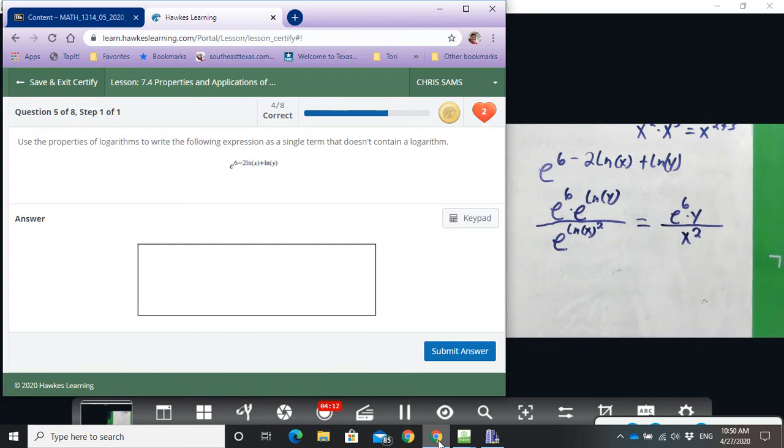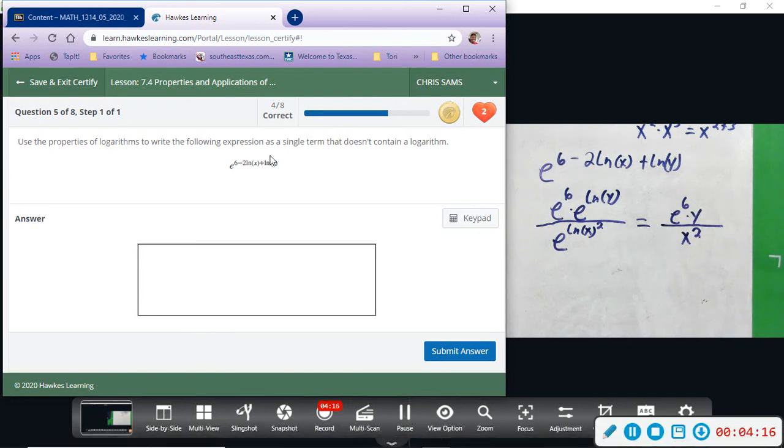And I believe the directions say, yeah, just use the properties, write the expression as a single term that doesn't contain log. So from here to here to here, now we no longer have log, so we're going to say e to the 6th times y over x squared.